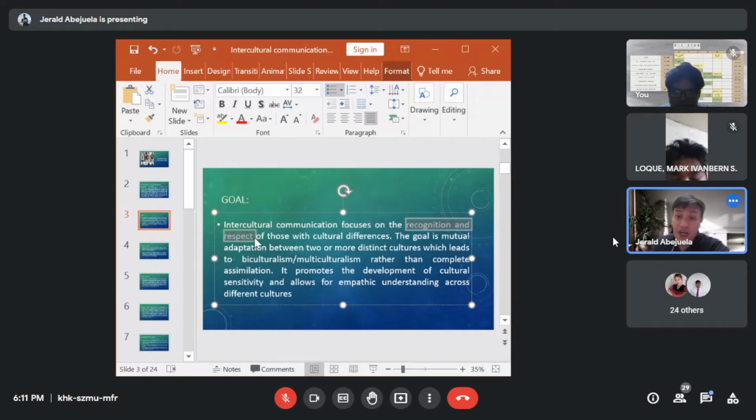Second, aside from recognition and respect, another goal is that mutual adaptation. If we say adaptation, meaning to say learning, understanding others' culture, the culture of another individual. Adapt it. Ibig sabihin ng adapt, use it. Okay? Take it. Use it. Take it as your own.